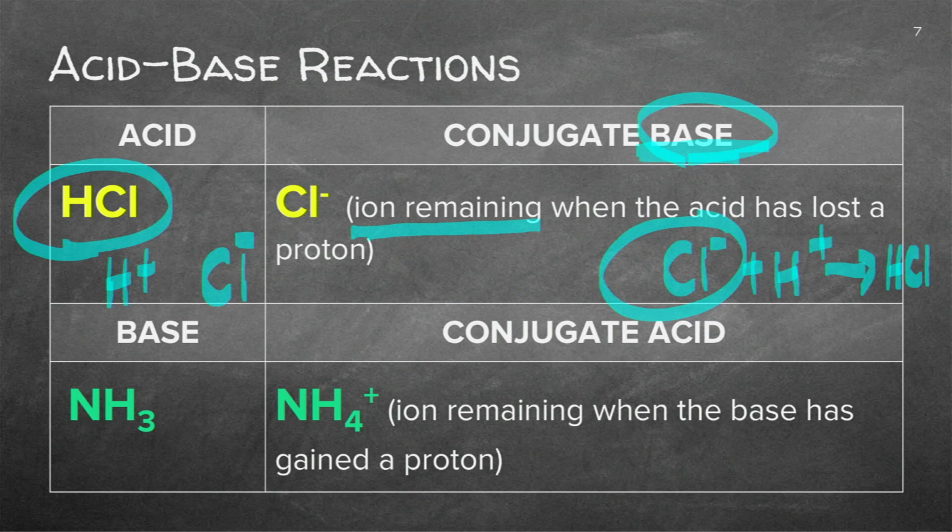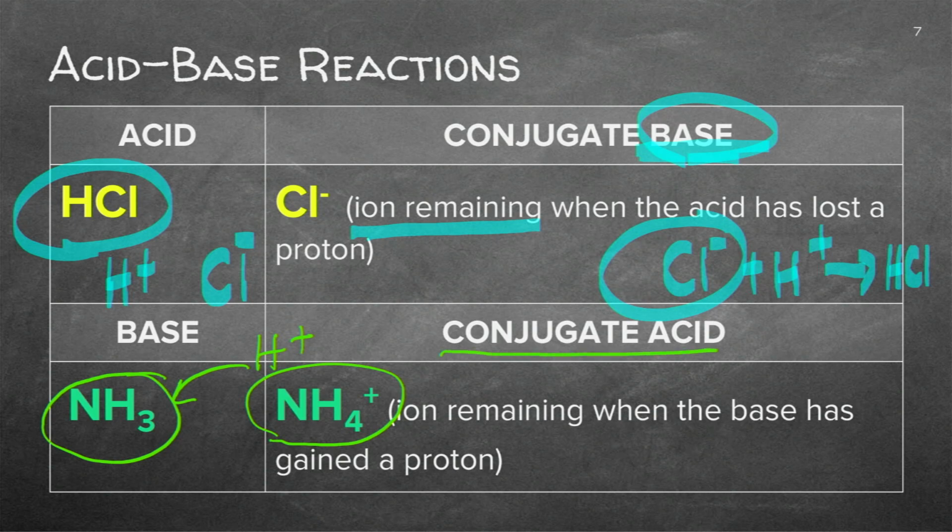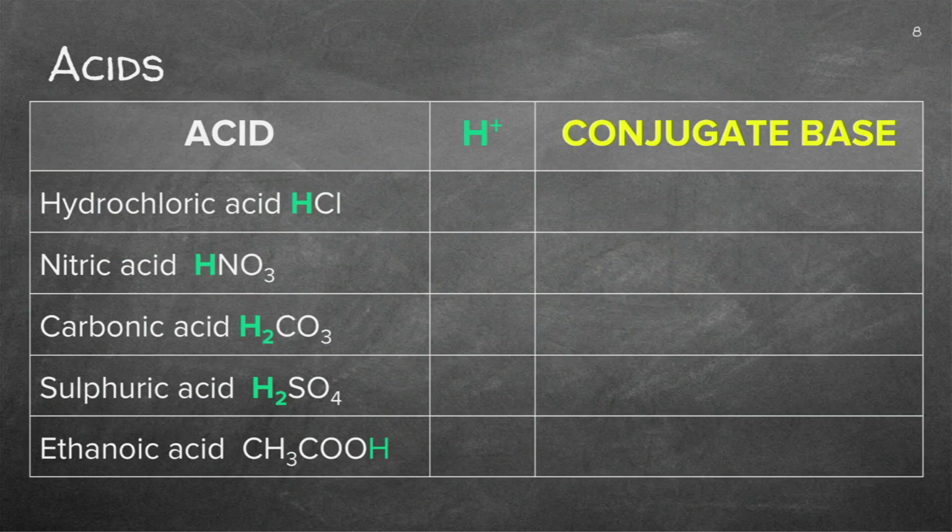Let's have a look at the conjugate acid. So, if I've got a base, NH3, and it accepts a hydrogen, because that's what a base does, it now forms NH4+, and that is the conjugate acid. Let's have a look at the definition. The conjugate acid is the ion that remains when the base has gained a proton. That's being formed after it gained the proton. You need to be able to write down the conjugate acid and base pairs.